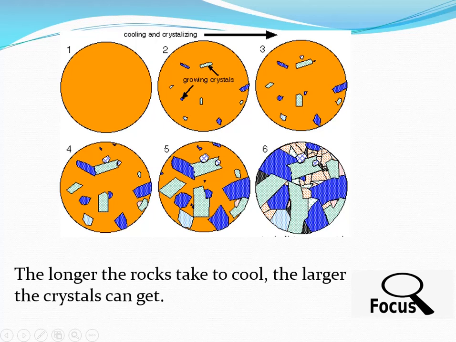So if it got hard in step number 1, no crystals will be formed. If it got hard in step number 2, I will have only fine or small crystals. If it got hard in step number 5 or step number 6, so it got hard very slowly, it means that it will form large crystals. The longer the rocks take to cool, the larger the crystals can get.